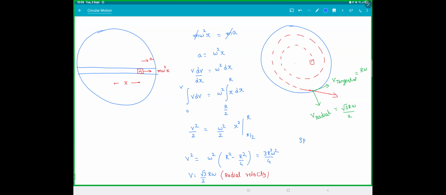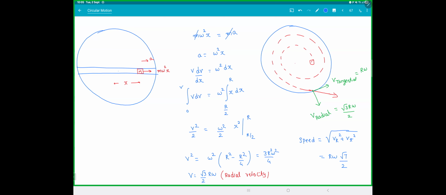So the speed will be, square them and add them: root over v radial square plus v tangential square. That would be r omega times root of 3 by 4 plus 1, so root 7 by 2. Right, Arya. Right, Samyak. So they show, yeah, most of you got it.